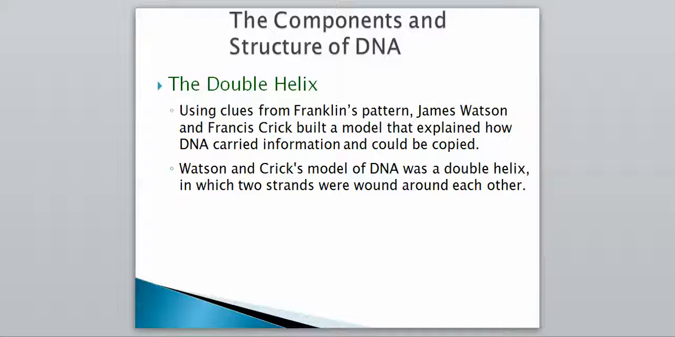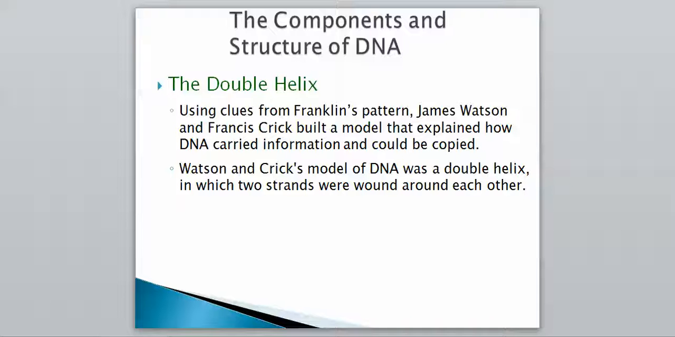And then using clues from Franklin's pattern, James Watson and Francis Crick built a model that explained how DNA carried information and could be copied. So these 2, Watson and Crick, usually get all the glory for coming up with the fact that our DNA is a double helix. But they really almost stole it from Franklin. It says they used clues, but they basically just stole it. And Watson and Crick's model of DNA was a double helix in which 2 strands were wound around each other.